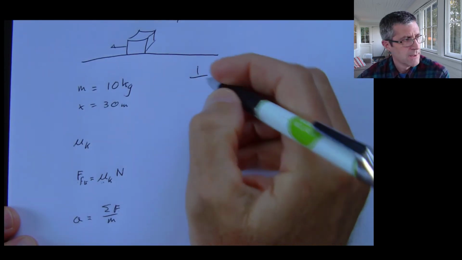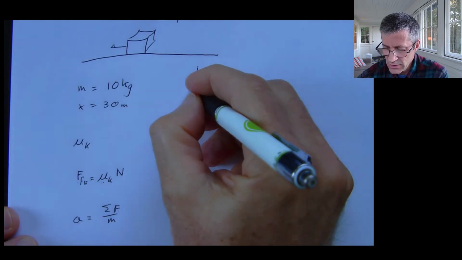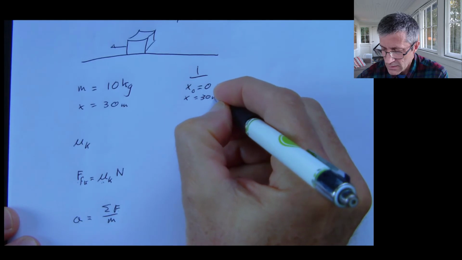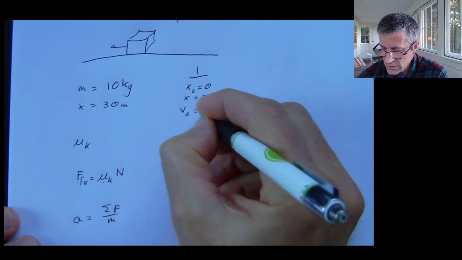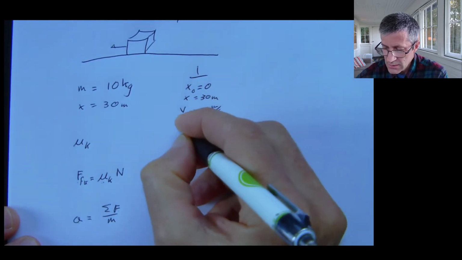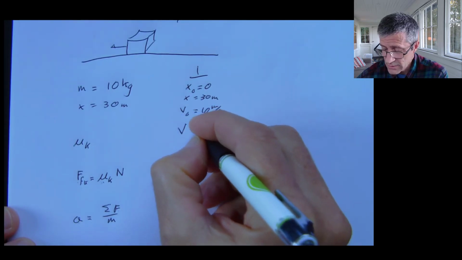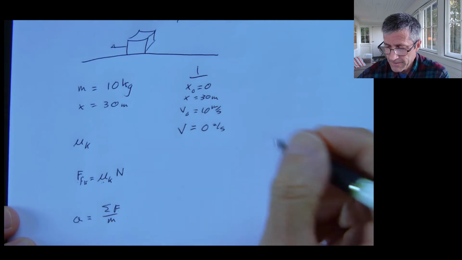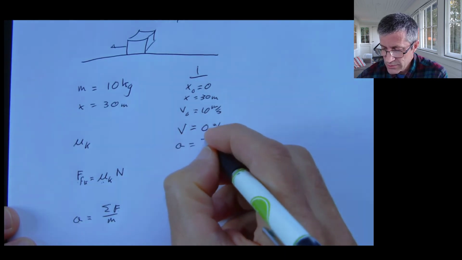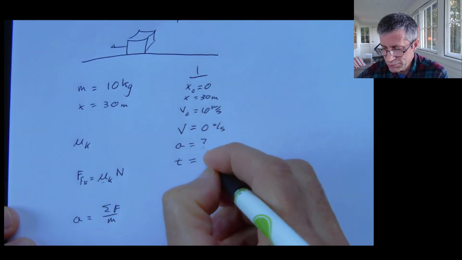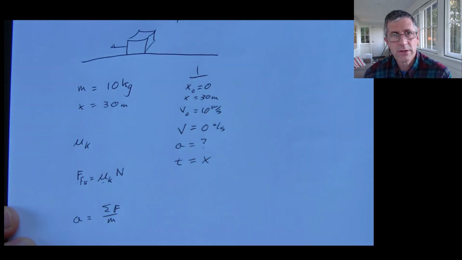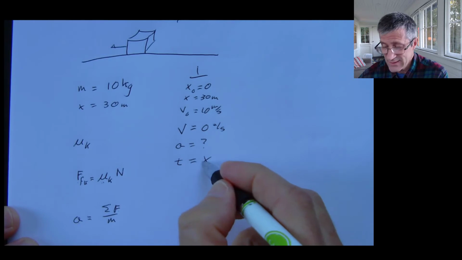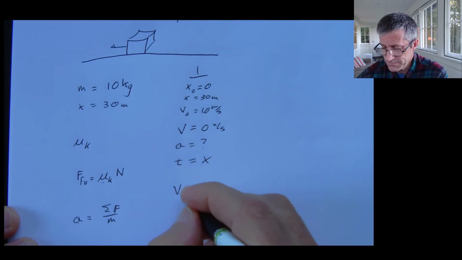So step one, let's figure out what acceleration is. I'm given position. I'm going to say it starts at 0 and it ends at 30. My initial velocity is going to be 10 meters per second. It's coming to rest, so I'm going to say it goes to 0 meters per second. I want to find acceleration and time. I don't want to deal with time. I don't care about it. So I'm going to look up an equation that doesn't have time, and I'm going to discover this one works well.